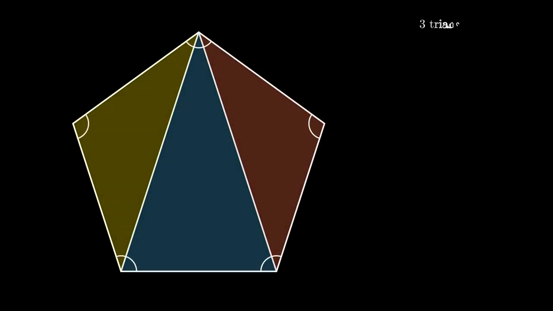First, let us draw two diagonals from the same vertex to divide the pentagon into three triangles. The angles of each triangle sum to 180 degrees, hence the angles of all the triangles summed together, which equal the sum of all interior angles of the pentagon, is equal to 3 times 180, which equals 540 degrees. Hence, each of the 5 internal angles of the pentagon equals 540 divided by 5, or 108 degrees.